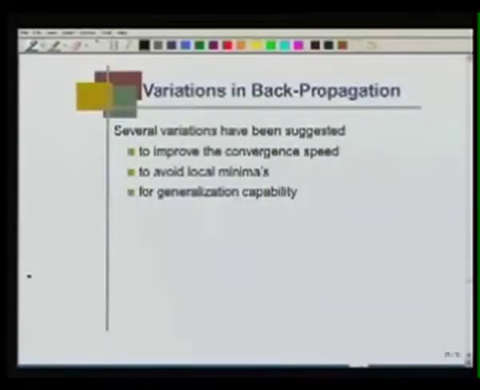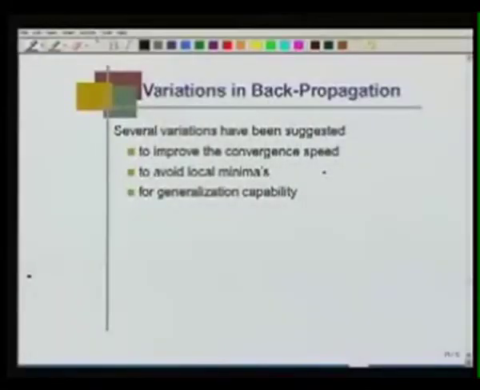That is why researchers have introduced certain variations in the back propagation algorithm. The first is to improve the convergence speed, avoid local minima, and improve the generalization capability. Generalization capability means if I have trained my network for a specific data set, it should be able to predict the output for a new data set. That is called generalization.